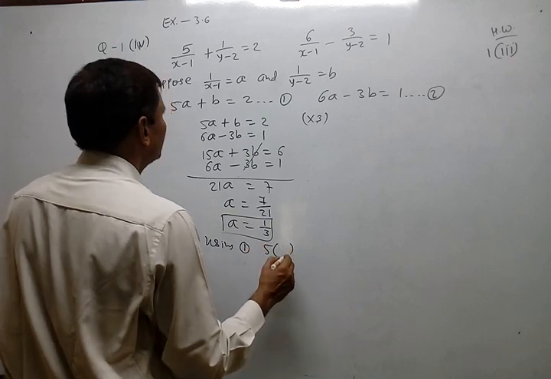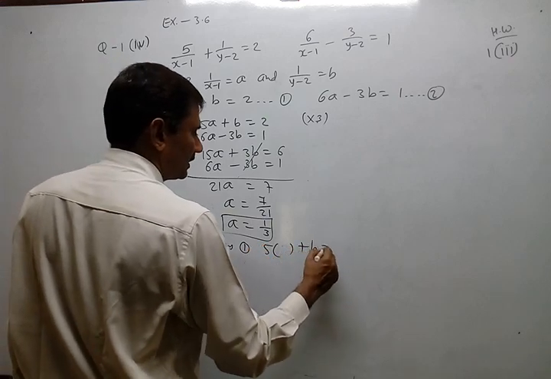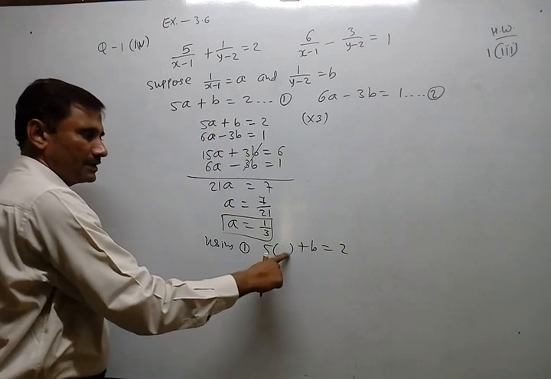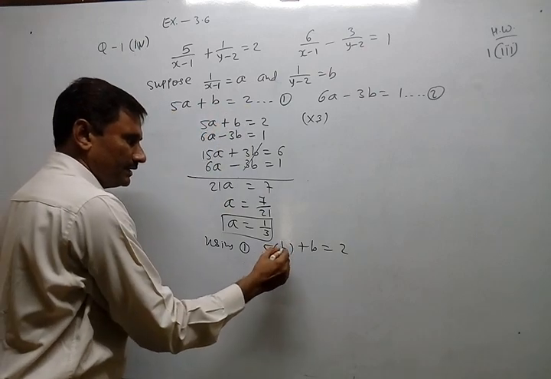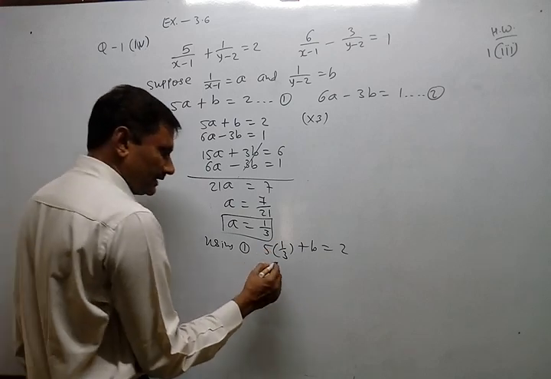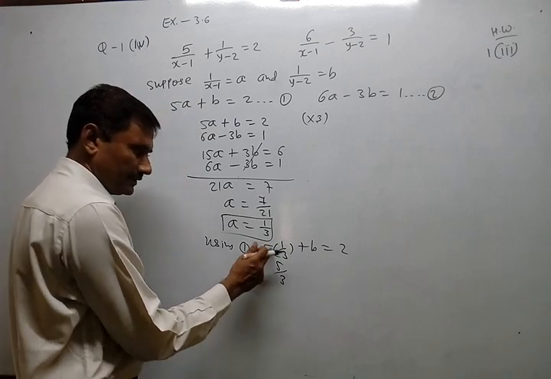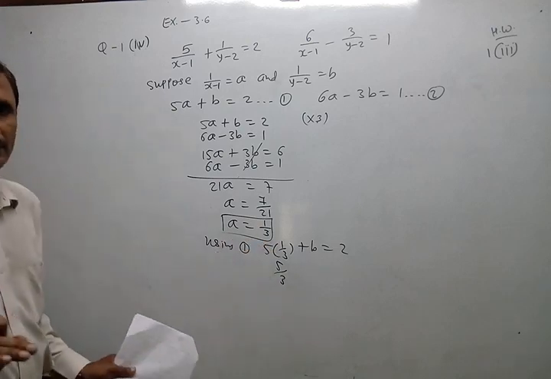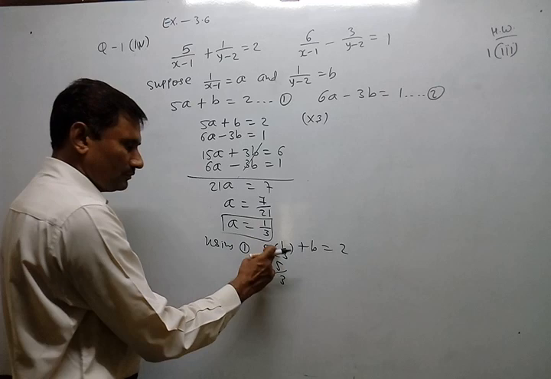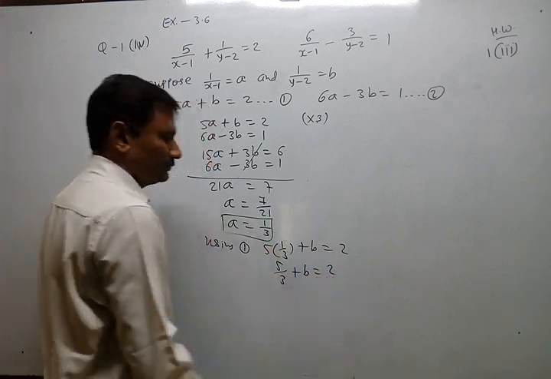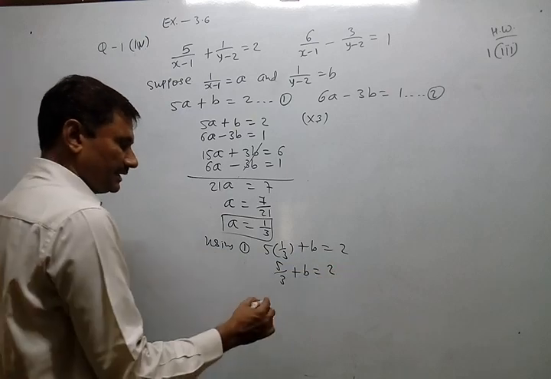5a plus b equal to 2. But in place of a, write down 1 by 3. So it will be 5 by 3, not 15. Understand, this is numerator, this one is denominator. If cutting is possible, then it can be done, but here there is no possibility of cancellation. 5 by 3 plus b is equal to 2. Now set this 5 by 3 there.